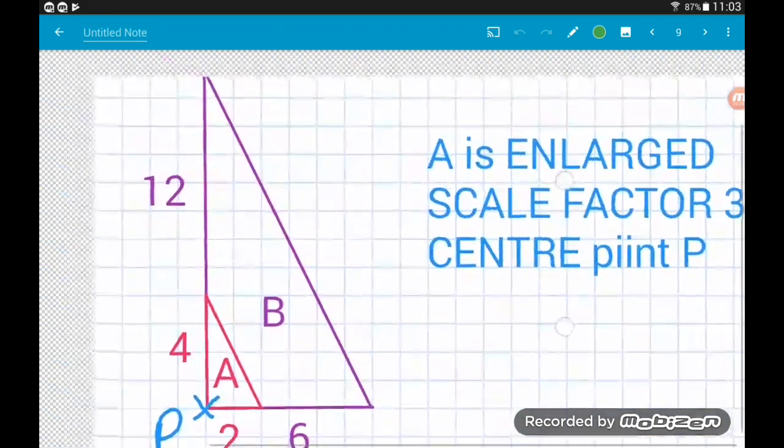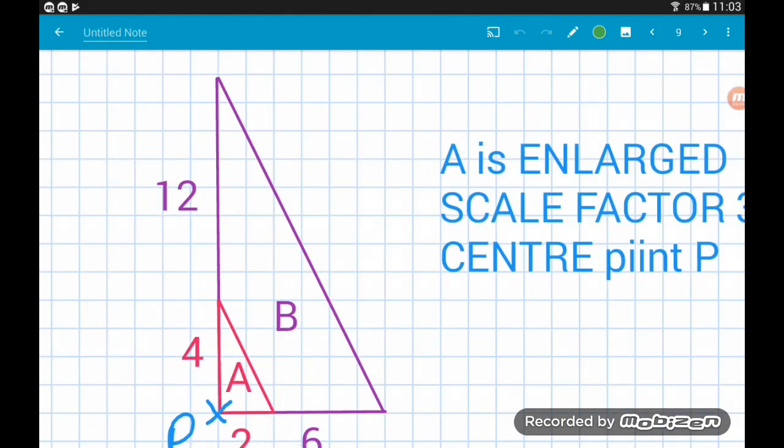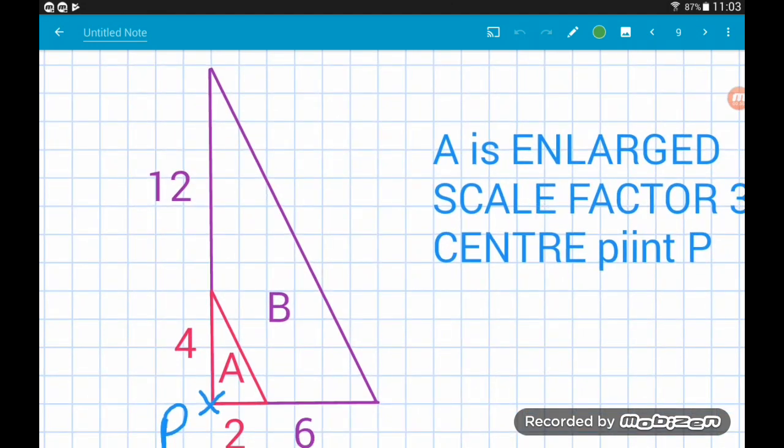P is the bottom right corner of the triangle. Now if we're enlarging with a scale factor of 3, we need to multiply the lengths of triangle A by 3 to get the lengths of triangle B. So what we've done, 4 times 3 has given us 12, and 2 times 3 has given us 6. So those are the base and the height of triangle B. But why have we drawn it as we have?